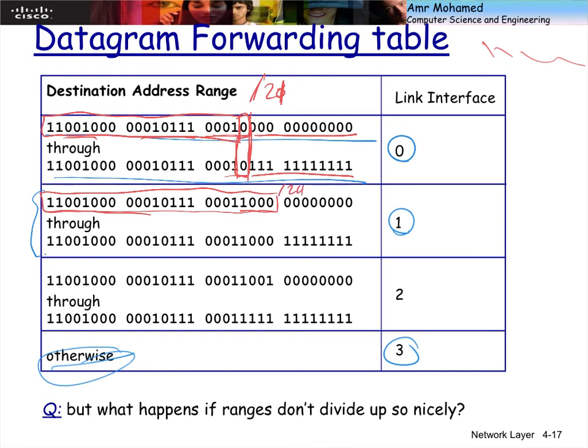And this is slash 24. Right? Here, up to here, is common, and this is also slash 21. So this will be the common part, slash 21. But this subnet address is different from this. So that's definitely a different network. Just because both are slash 21 does not mean they refer to the same network.